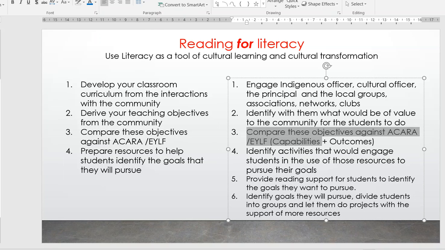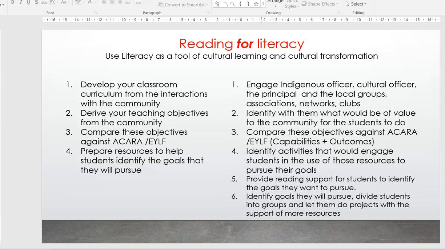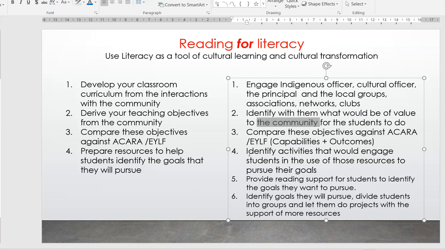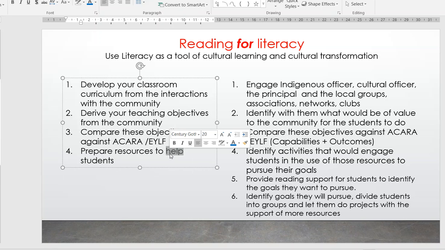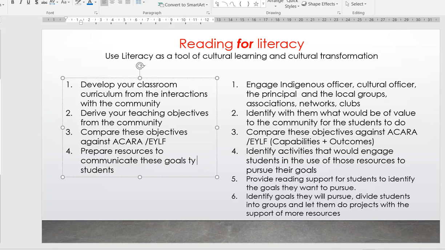So have a look at what is involved. Have a look at how you can actually connect capabilities and outcomes together and see what's involved in order to do this specific thing that your connections with the community actually revealed. And now, I might actually word it differently, okay? So you'll forgive me. To communicate these goals to the students, okay?